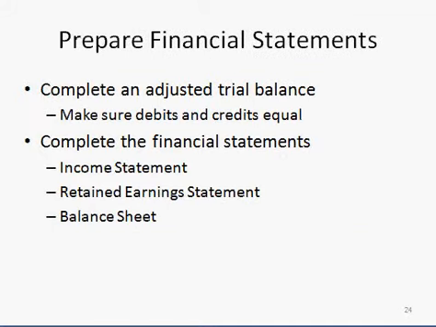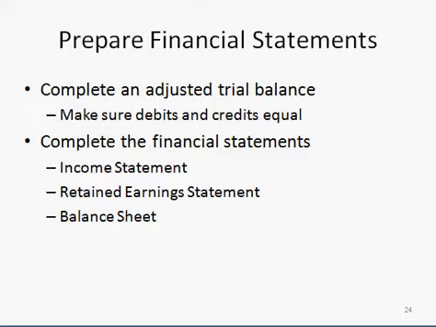Okay, then we've got step 6. We prepare the financial statements. So basically you complete the adjusted trial balance. This is completed exactly like your other trial balance was. You're going to post all the adjusting entries to the accounts, get the balance, and then make sure that your debits and credits equal. And then you're going to complete the financial statements, the income statement, retained earnings statement, and then the balance sheet.